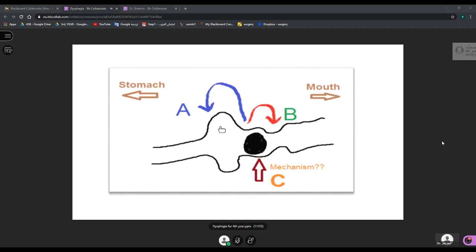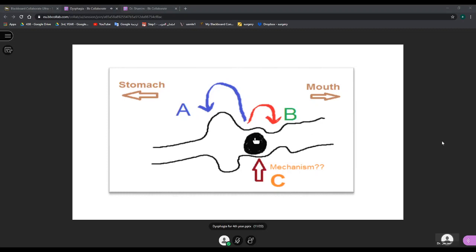And what causes dilatation in front of the bolus of food? Which neurotransmitter causes dilatation here? This is known as nitric oxide, actually. Nitric oxide.